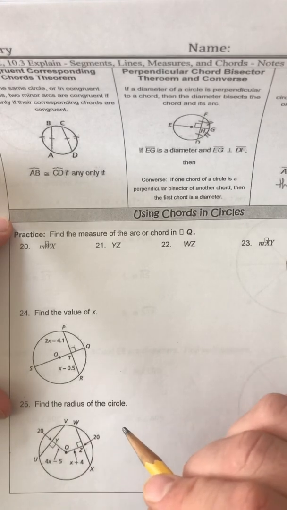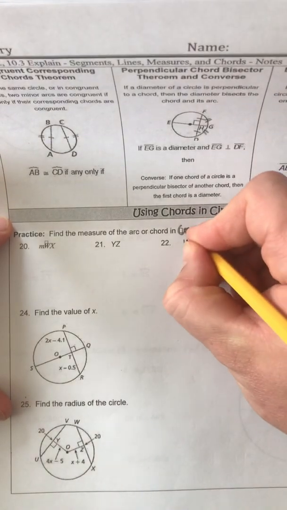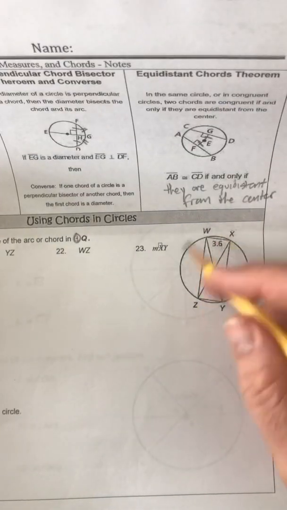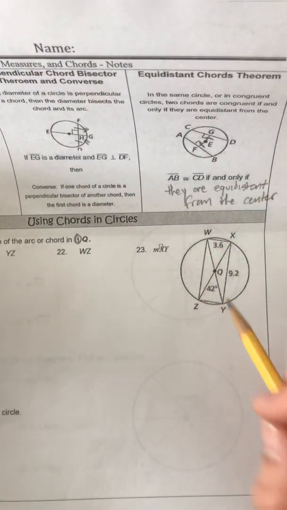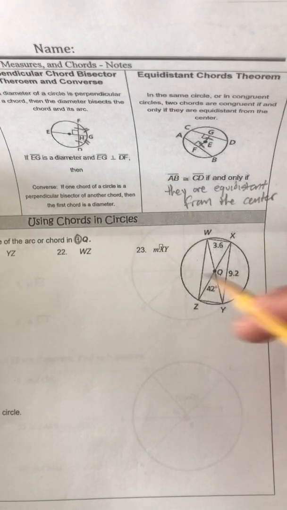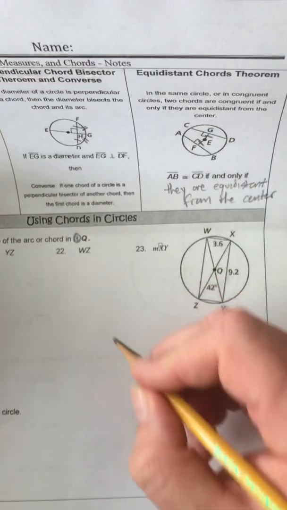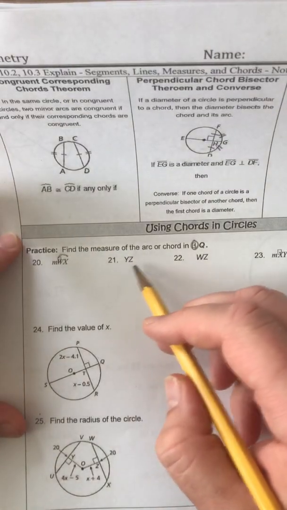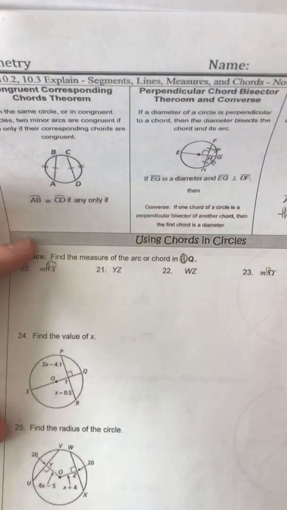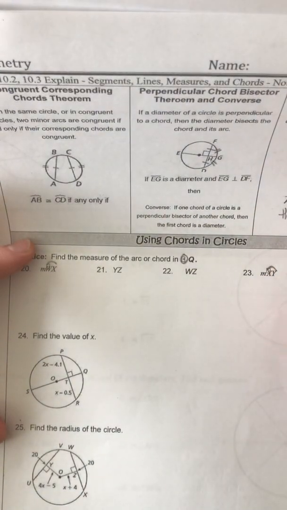So it says find the measure of the arc or chord in circle Q. Again, it's called circle Q because Q is the center of my circle over here on the right. Again, I'm going to do my best to kind of jump back and forth, get it all in view, okay? So we look here, guys, it asks us for the measure of arc WX. It asks us for line segment YZ, that would be a chord. Line segment WZ would be a chord. And the last one would be arc XY.